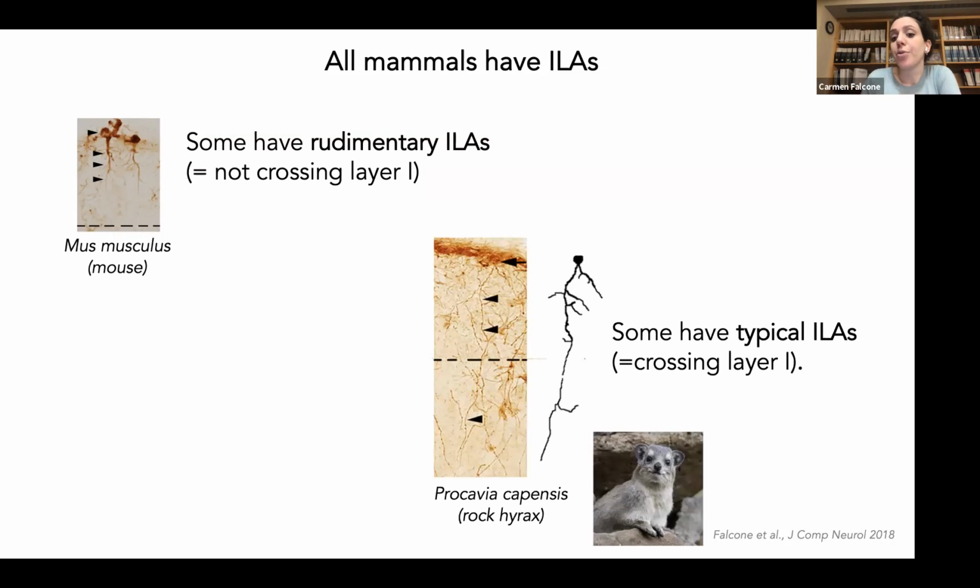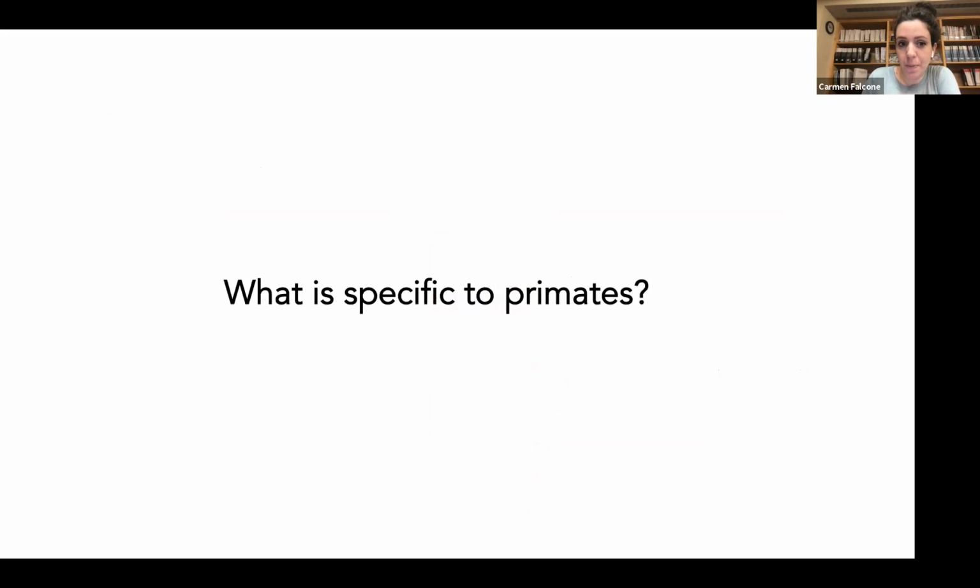And then some other orders and species have what we call the typical interlaminar astrocytes, with proper interlaminar processes crossing layer 1. But even these typical ones are not specific to primates. For instance, here I'm showing you a typical interlaminar astrocyte from this weird, very cute guy, a rock hyrax, and this species is in an order which is very, very far from the primates. So the question became, what is really specific to primates then?